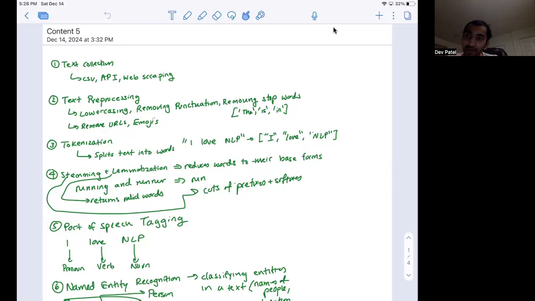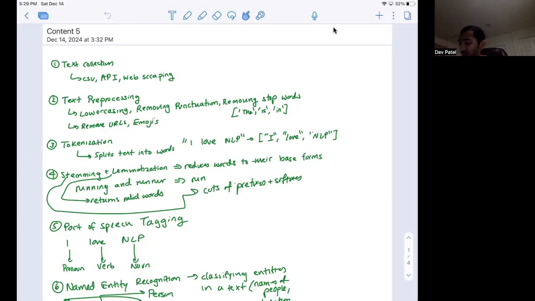So stop words are things like the, is, in, at. These are words that don't really add much to the semantic meaning of the sentence. And so removing those words will help alleviate a lot of the data load. Removing URLs and emojis, as we mentioned.